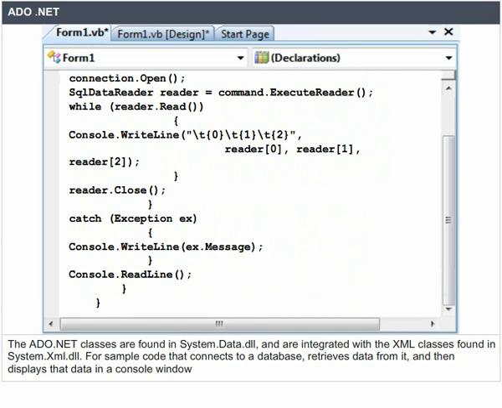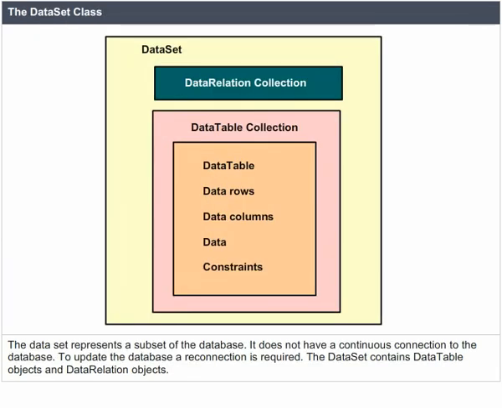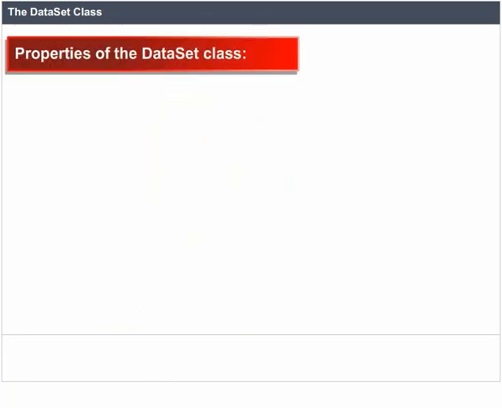The DataSet class. The DataSet represents a subset of the database. It does not have a continuous connection to the database. To update the database, a reconnection is required. The DataSet contains DataTable objects and DataRelation objects. Properties of the DataSet class.